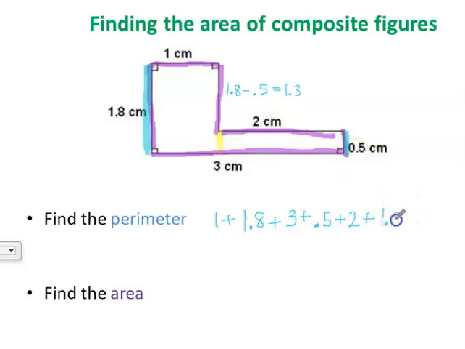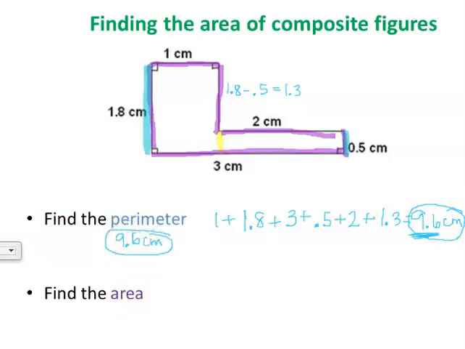So now I can add that to my list for that last side so that we can find the perimeter. Now we'll add all those together. So 1 plus 1.8 plus 3 plus 0.5 plus 2 plus 1.3. I'm just plugging this into a calculator, and I get 9.6. Would I be done with just saying my answer was 9.6? Nope, I need to add my units of measurement, centimeters. So the perimeter would be 9.6 centimeters. That's our perimeter of that composite figure.